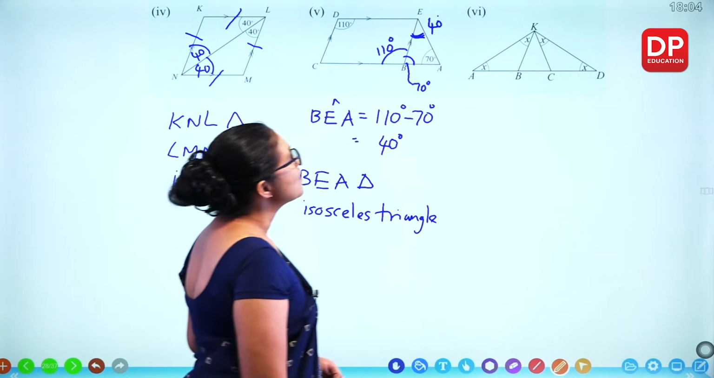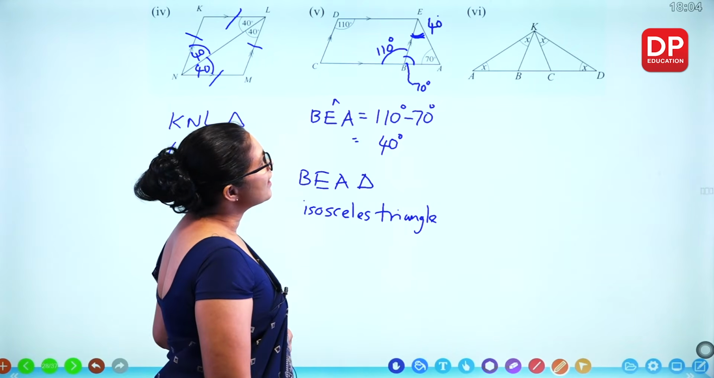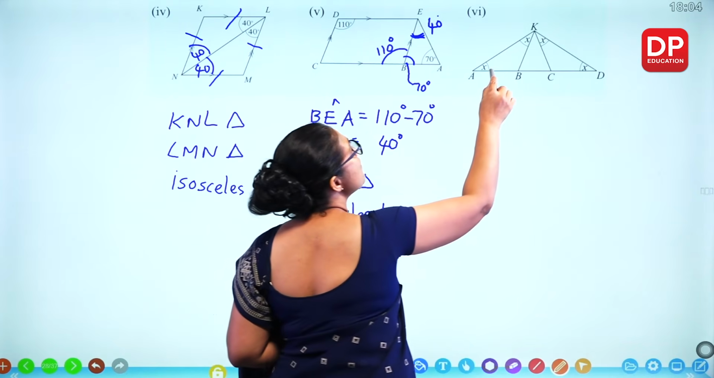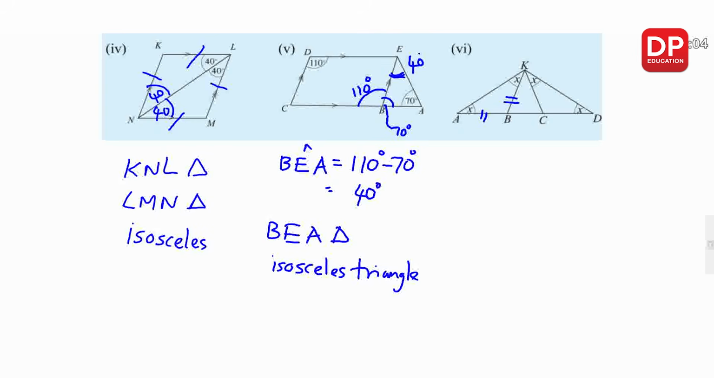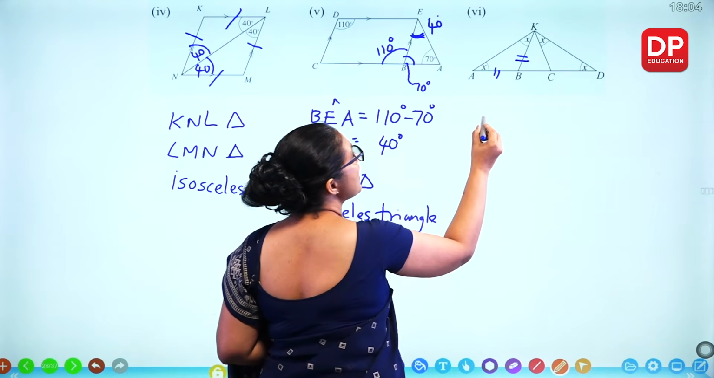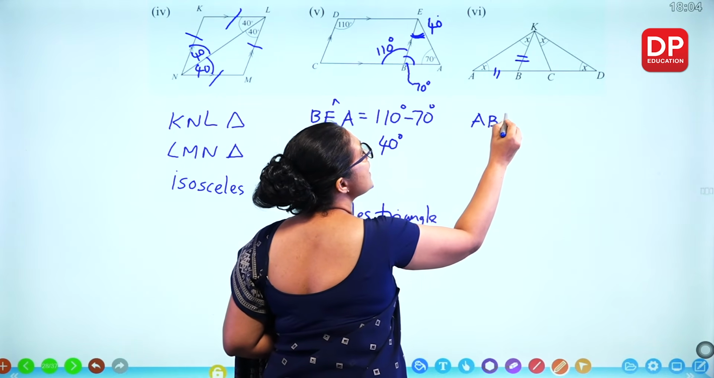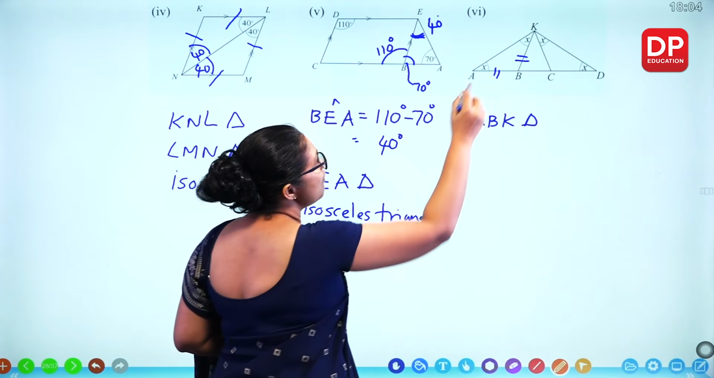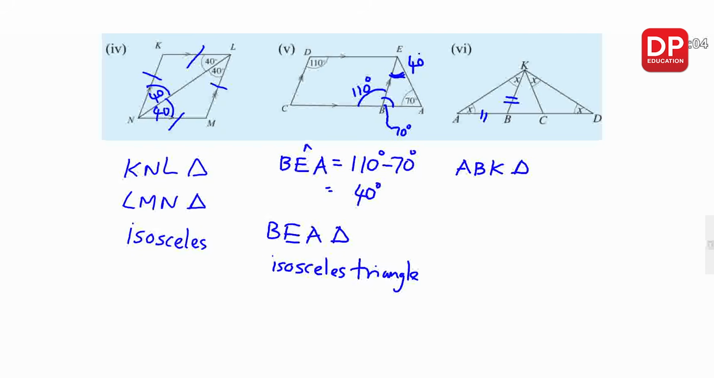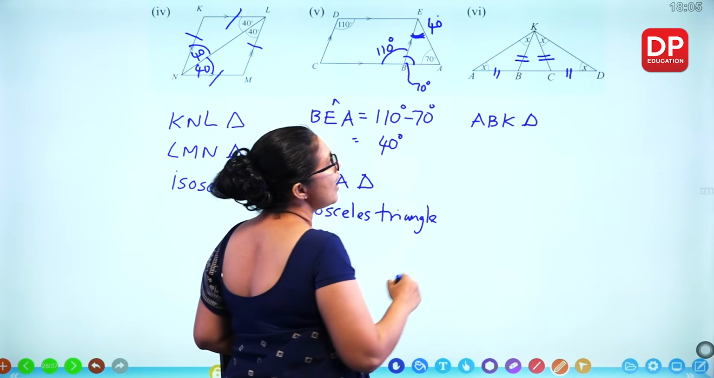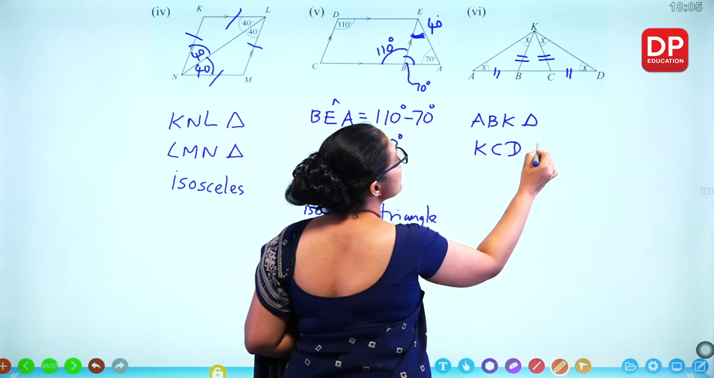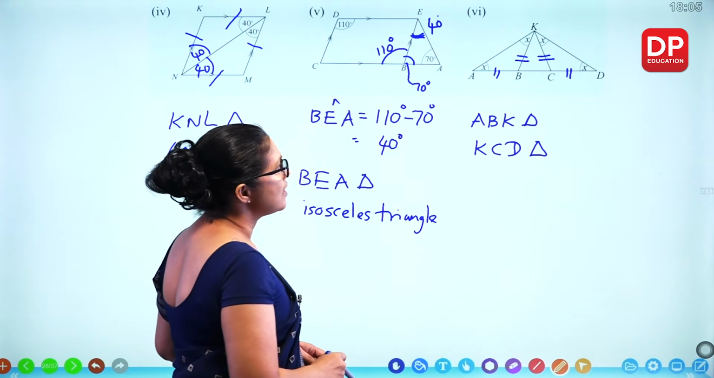Now we'll move to the sixth part. Look carefully. This angle is given as x and this angle is given. So definitely this is an isosceles triangle. Here we can write ABK is an isosceles triangle. What else? When you look at this one, this and this are also equal. That's also an isosceles triangle. So we can write KCD triangle is also isosceles.